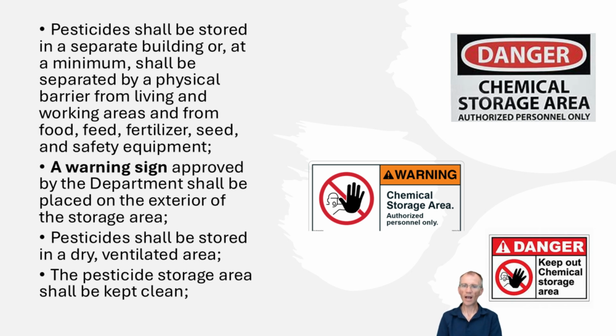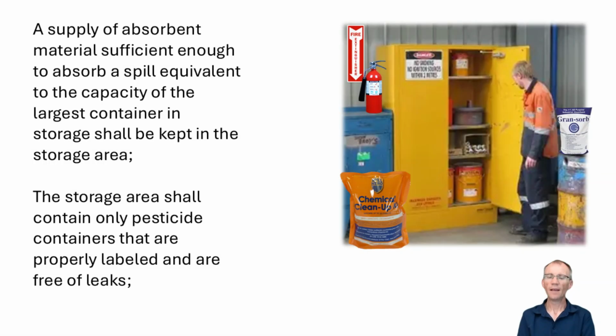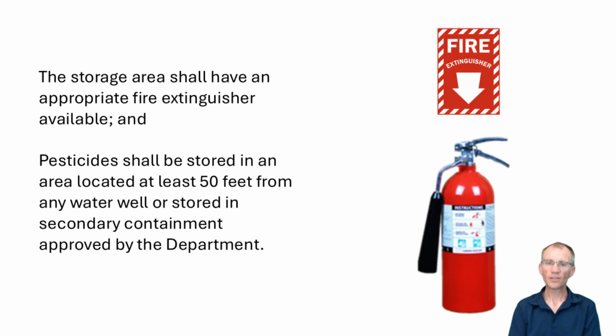Pesticides shall be stored in a dry, ventilated area. The pesticide storage area shall be kept clean. A supply of absorbent material sufficient enough to absorb a spill equivalent to the capacity of the largest container in storage shall be kept in the storage area. The storage area shall contain only pesticide containers that are properly labeled and are free of leaks. The storage area shall have an appropriate fire extinguisher available, and pesticides shall be stored in an area located at least 50 feet from any water well or stored in secondary containment approved by the department.